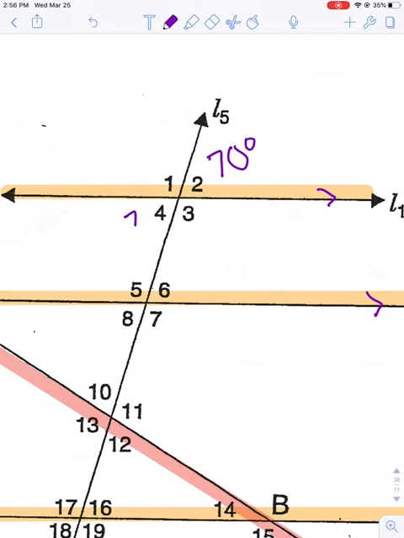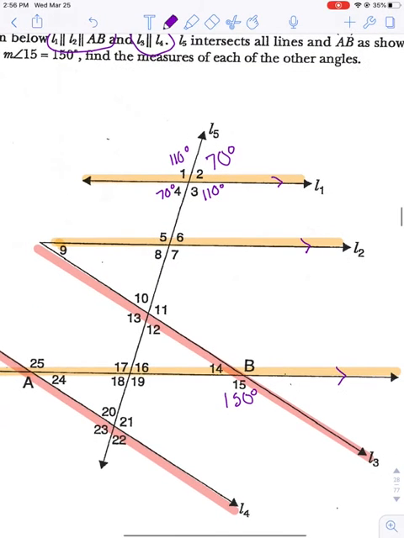So if I look at my cluster 1, 2, 3, 4, I know that angle 4 has to be 70 degrees because 2 and 4 are vertical. 1 and 3 have to be supplementary to them. It's going to be 110 and 110. So that gets me that cluster.